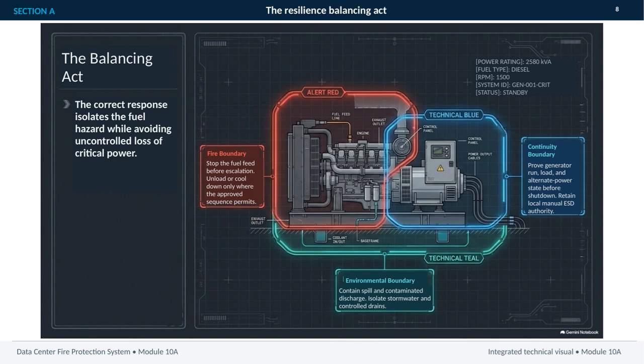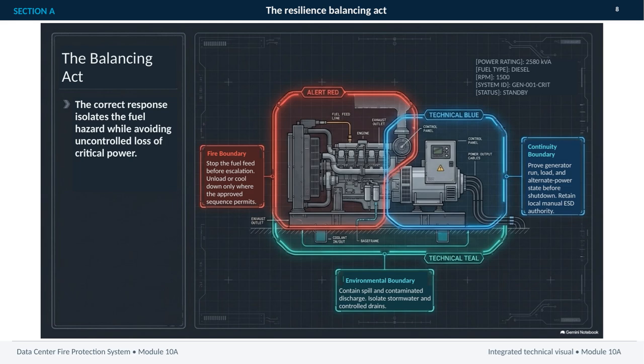The first boundary is fire safety. Stop the fuel feed before the situation escalates, and unload or cool the equipment only in the sequence that has been approved. The second is continuity. Before any shutdown, prove that the generator is running as expected, confirm its load, and verify the alternate power state. Local manual emergency shutdown authority must remain available throughout.